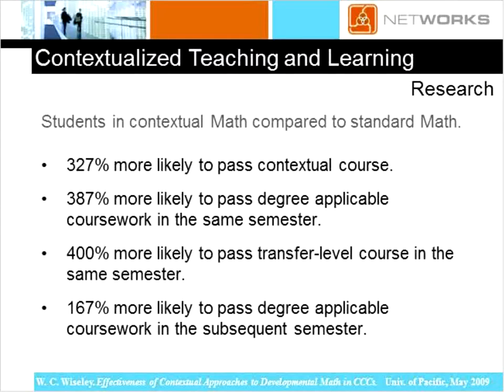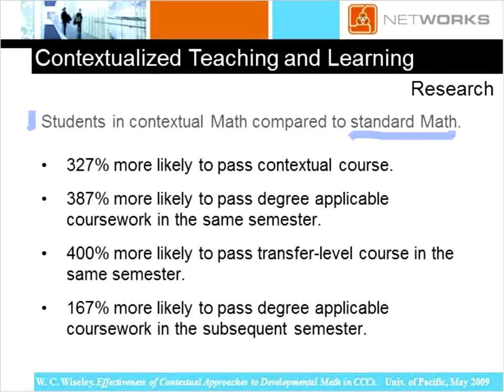Briefly, I want to talk about some research that's been done about what's called CTL, or contextualized teaching and learning. This compares students in contextual math to students in standard math. So what I mean here is that students in a math class that's math for engineering or math for computer science. That is not my field, so I don't know how much math there is for computer science, but I think you get the idea here. Or English for, the study is just math, but we're talking about English for allied health or things like that.